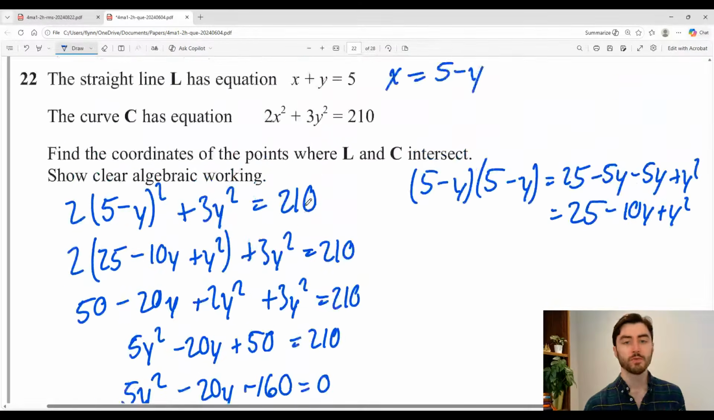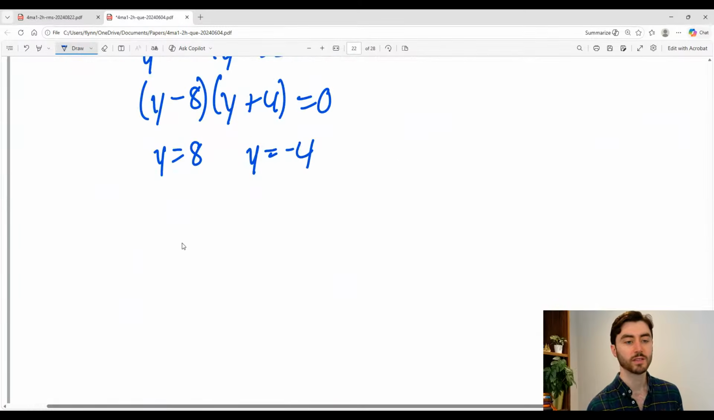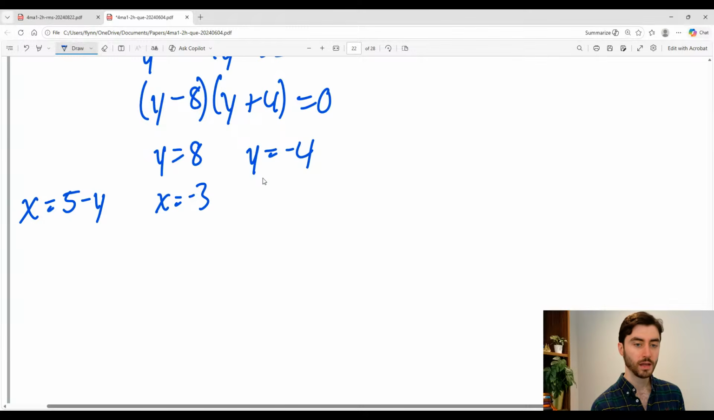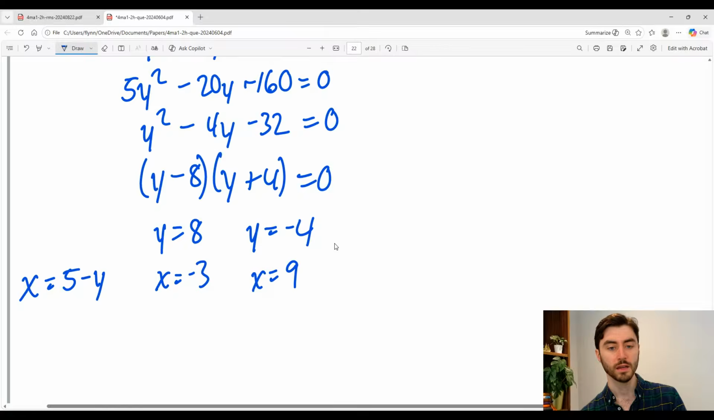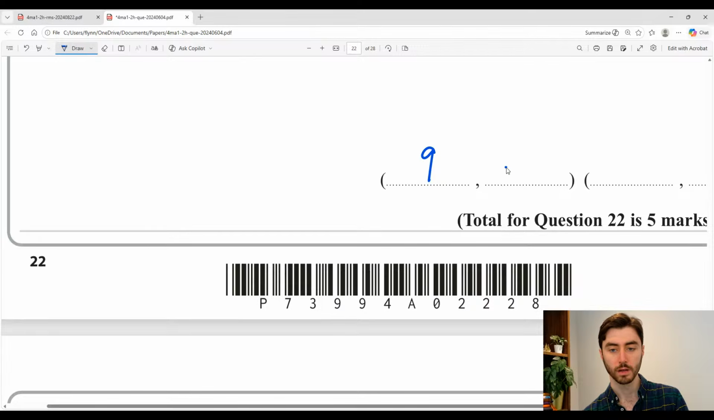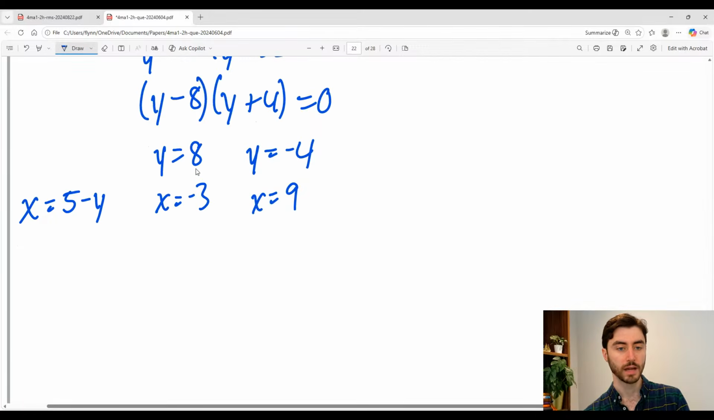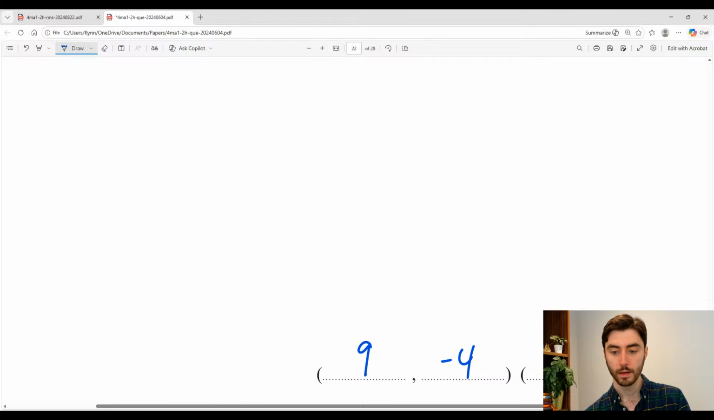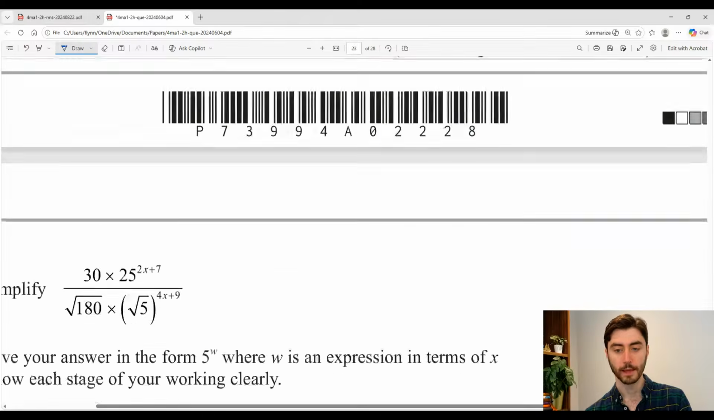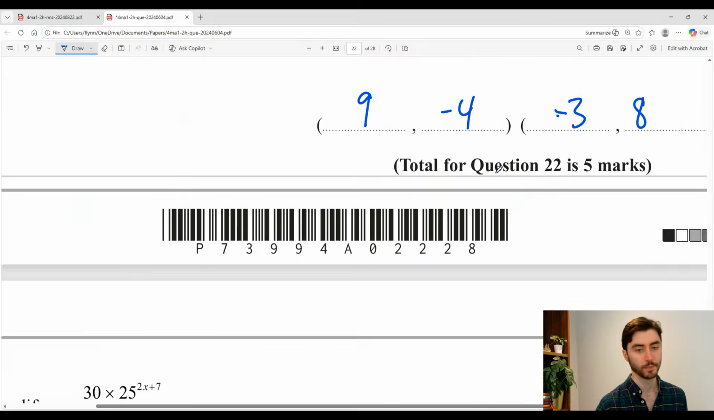Now, remembering right back at the beginning, x is equal to 5 minus y. So if y is equal to 8, x is equal to minus 3. And if y is equal to minus 4, then x is equal to 9. So the solutions are 9, minus 4 and minus 3, 8. Okay, so those are my answers there.